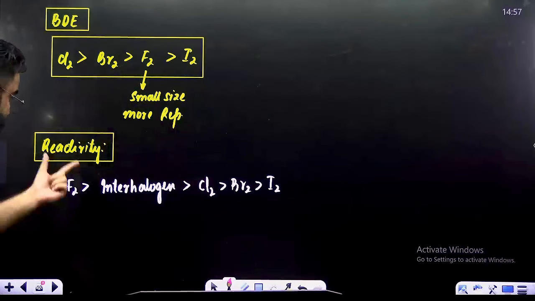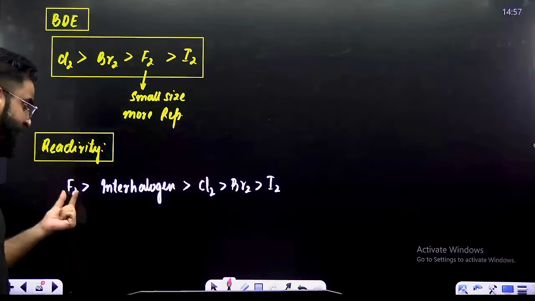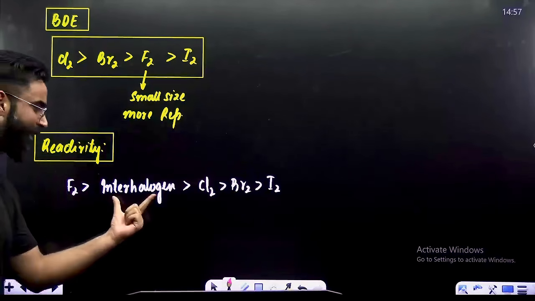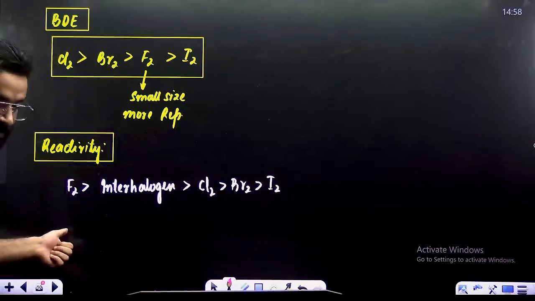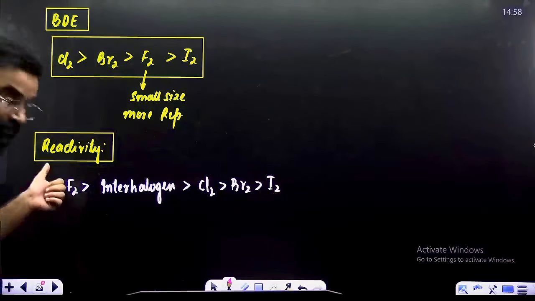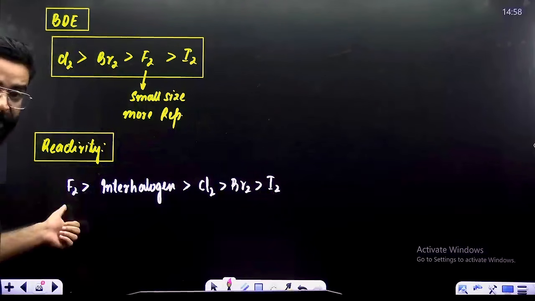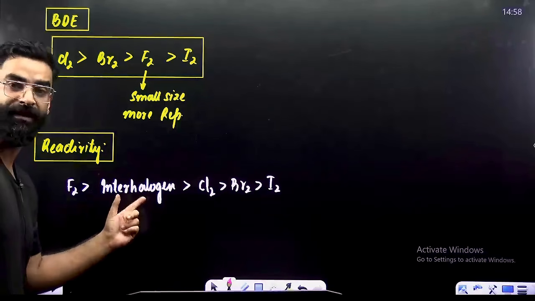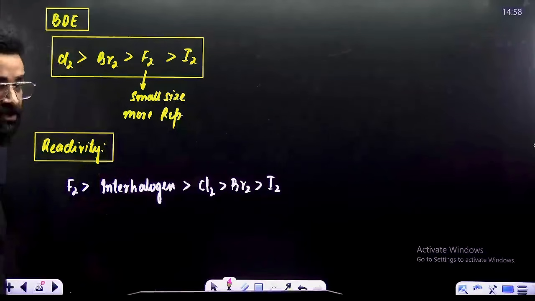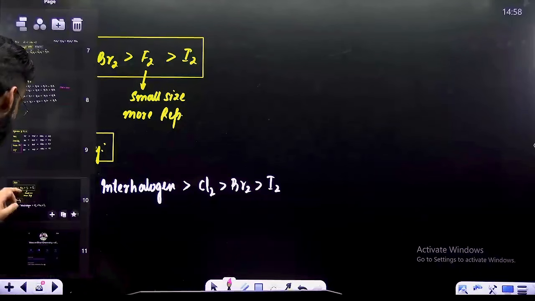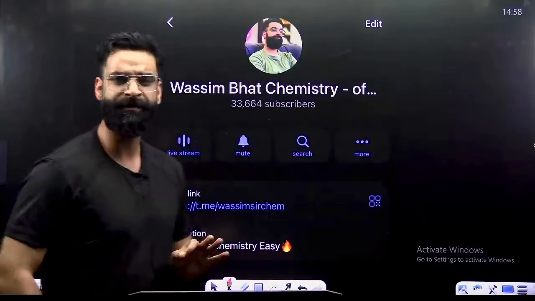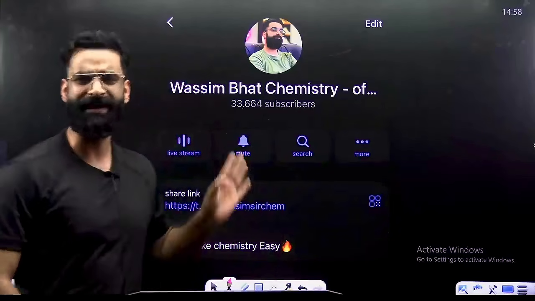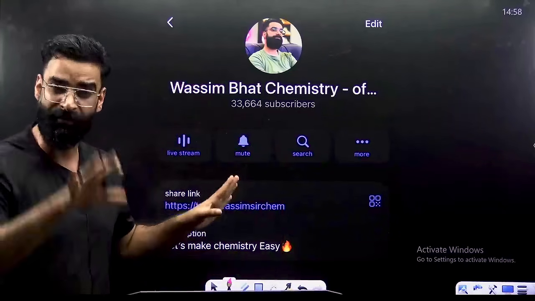This can be asked. Reactivity order. Remember, F2 will be maximum reactive, followed by interhalogen compounds, followed by Cl2, Br2, I2. This order can also be asked, right? So first is going to be F2, which is going to be maximum reactive. Then interhalogens will come at the second position. Then Cl2, Br2, I2 will follow the general order. And my dear students, these are some very important trends. Anything can be asked out of these trends, but please remember them, go through them once again.